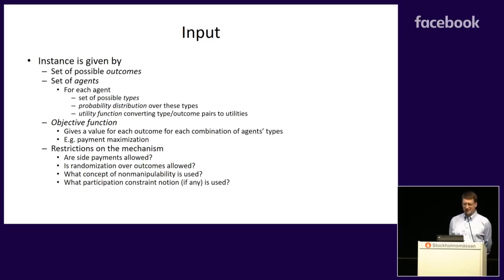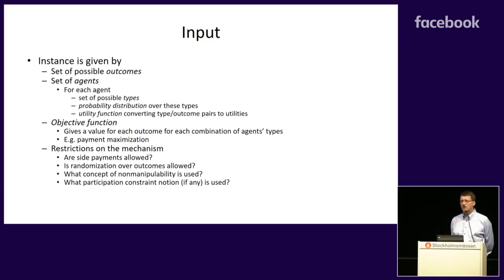Then there are restrictions on the mechanism. First of all, are side payments allowed? In some situations, side payments aren't allowed, for example, in voting. In other settings, like selling settings, money is allowed. Is randomization over outcomes allowed? It turns out that the optimal single item auction, by which when we say optimal auction, we mean revenue maximizing, in the single item setting, there's no power to randomization. The optimal auction is deterministic. But already when you have two items, the optimal auction is actually randomized in general.